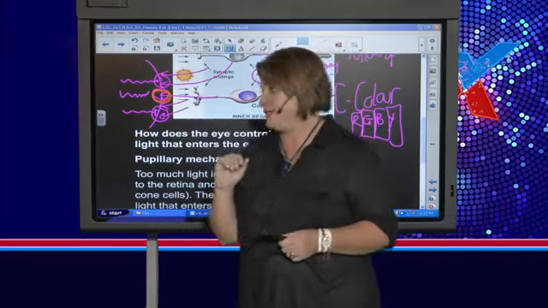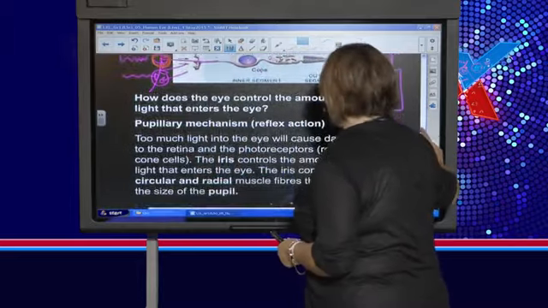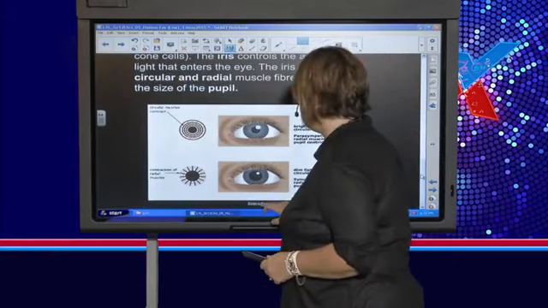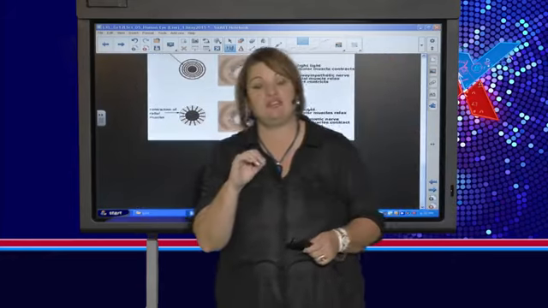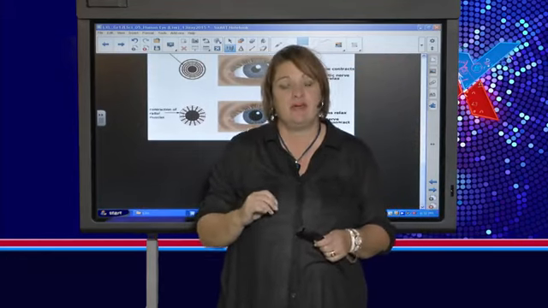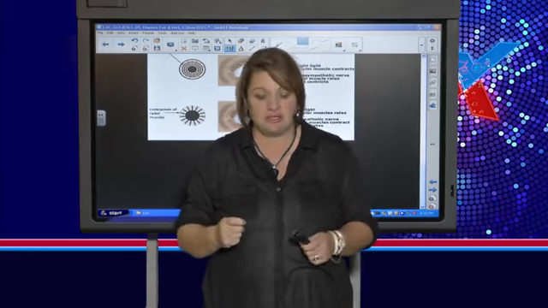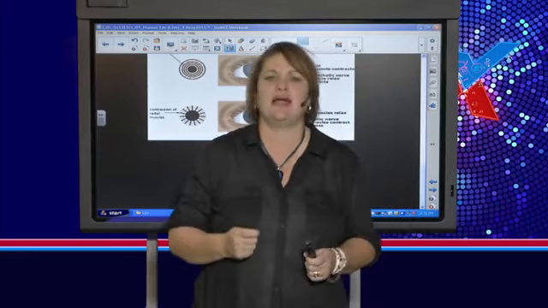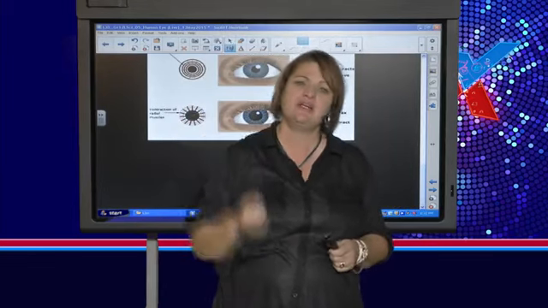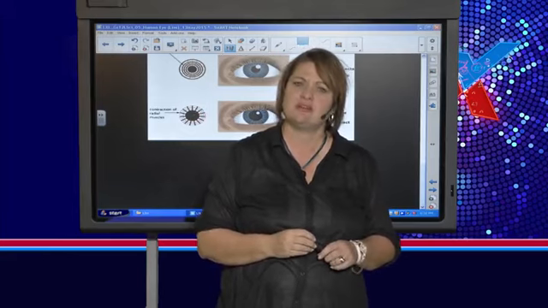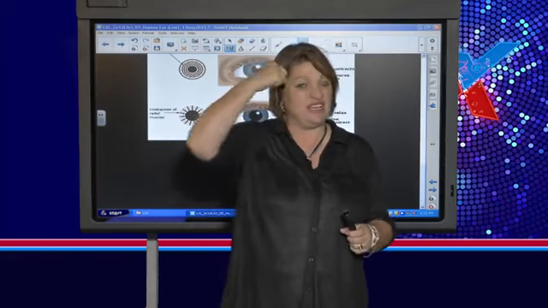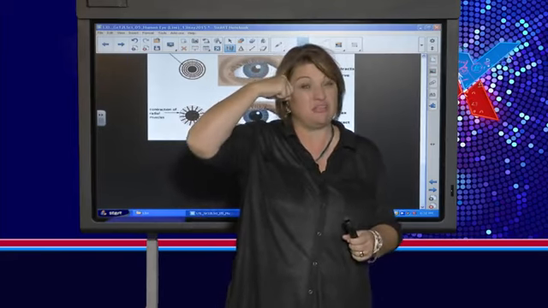So now, next thing, pupillary mechanism. You need to be able to change the amount of light that comes into your eye, and this is what we call a reflex action. If I go into bright sunlight and I bring lots and lots of light into my eye, what could I do? I could damage it. If somebody shines a really bright light into you, that really bright light can damage my retina.